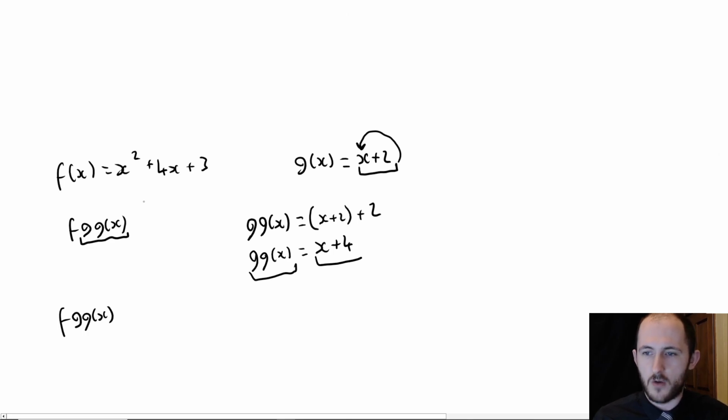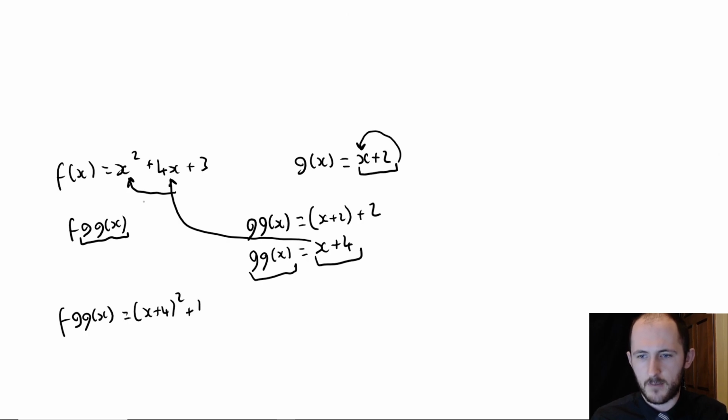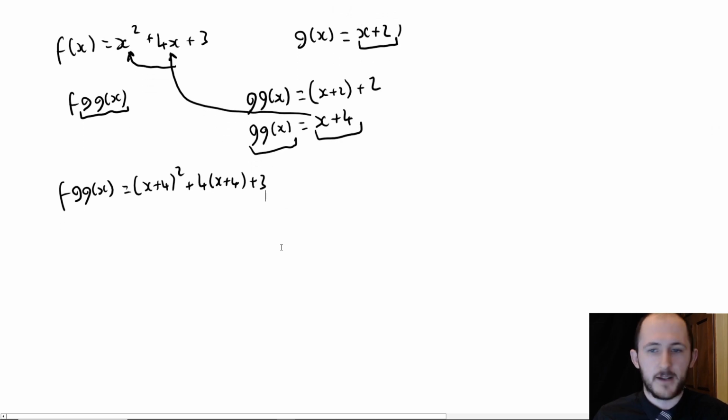And now, since I know what g of g of x is, to find f of g of g of x, all I'm going to do is take this whole thing and sub it into x in both x's. So we have x plus 4 squared plus 4 times x plus 4 plus 3. I'm assuming it wants us to simplify, so let's do that.